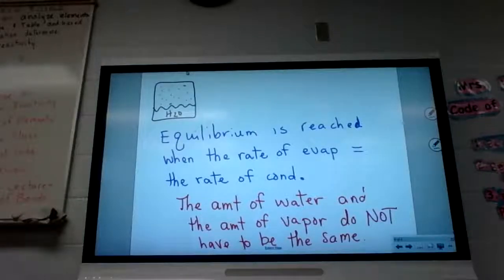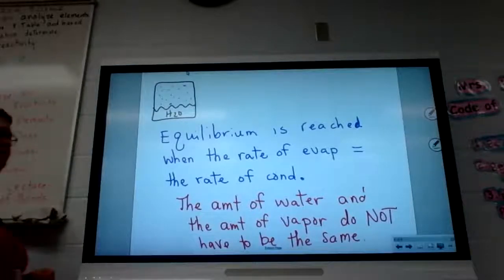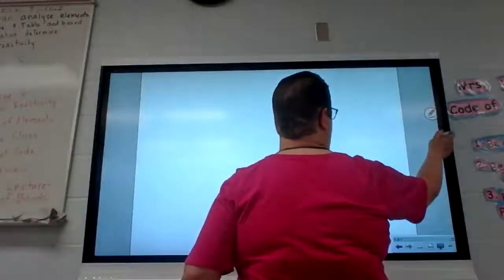2 go in and 5 come out, are we at equilibrium? No. Okay? Equilibrium is about rates. How fast we change into gas and how fast gas changes back into liquid. Okay? If the rates of change are equal, you're at equilibrium. The amount of water and the amount of gas don't matter. You could have a bunch of gas and not much liquid and still be at equilibrium. All right, are we there? Yes.